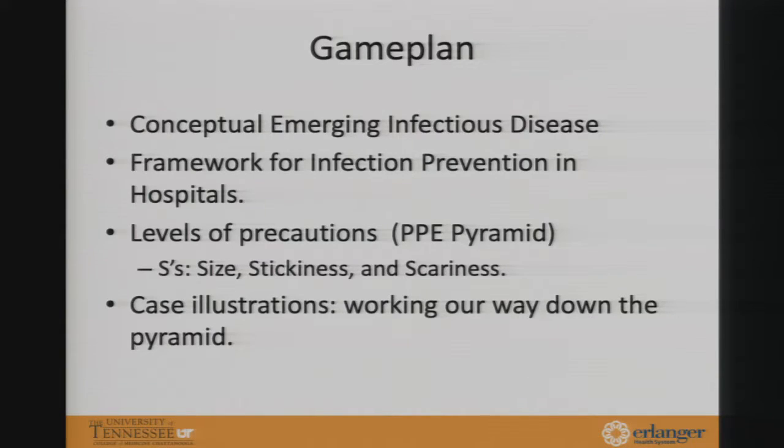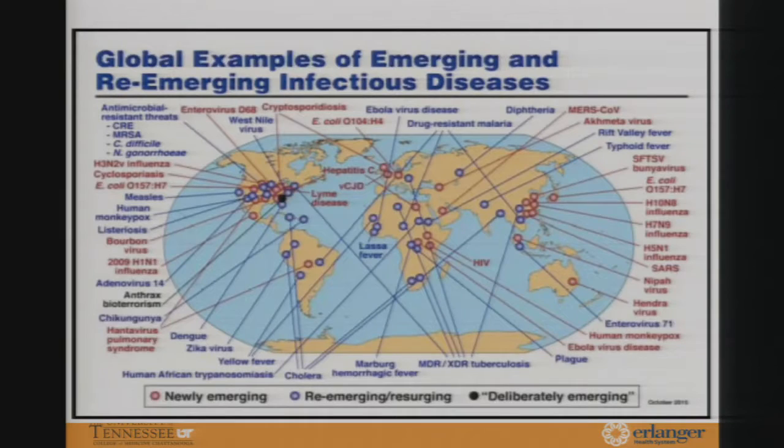Back to the game plan. Conceptual emerging infectious diseases, framework for infection prevention, level of precautions. It's a pyramid. You know I like to think of things in terms of a pyramid. This one goes from the hemorrhagic fever virus PPE down to hand washing, and I would be remiss as an infectious disease doctor if I did not talk to you about hand washing every time. The S's: the size of the organism, the stickiness or infectious dose, and the scariness. And we'll do some cases along the way.